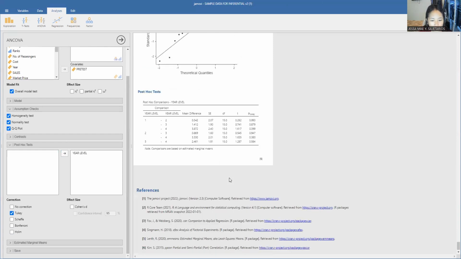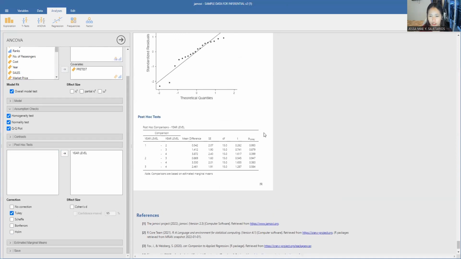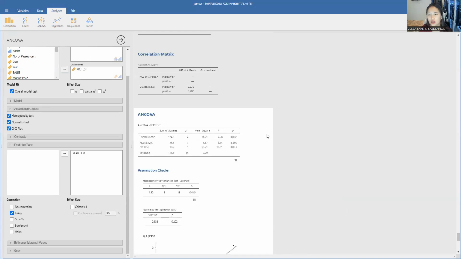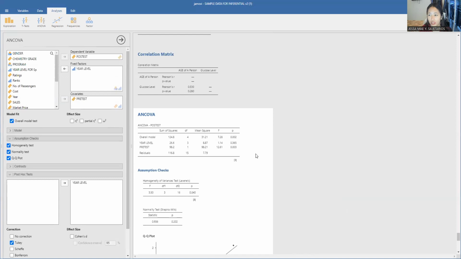So okay, as you can see here, all of the results are not significant, or there's no significant difference in our data. So that's ANCOVA, or the analysis of covariance.